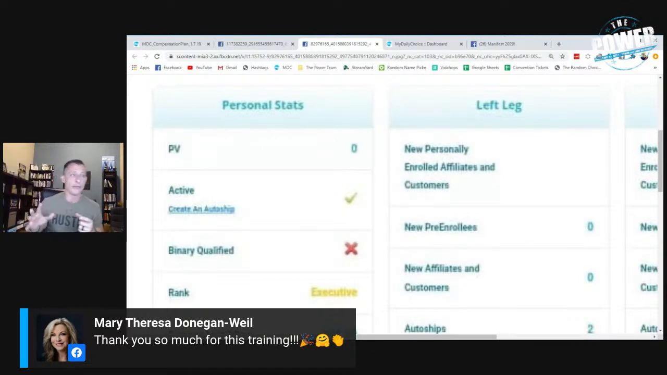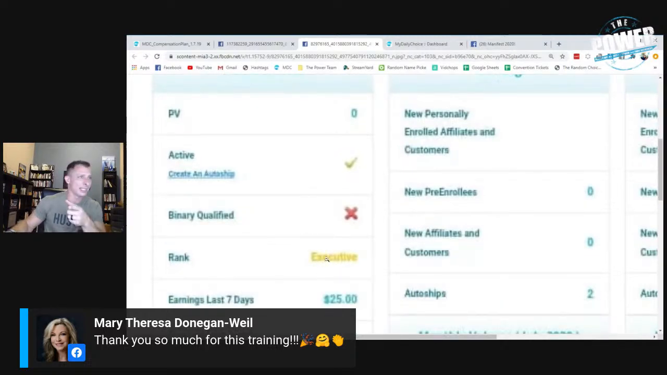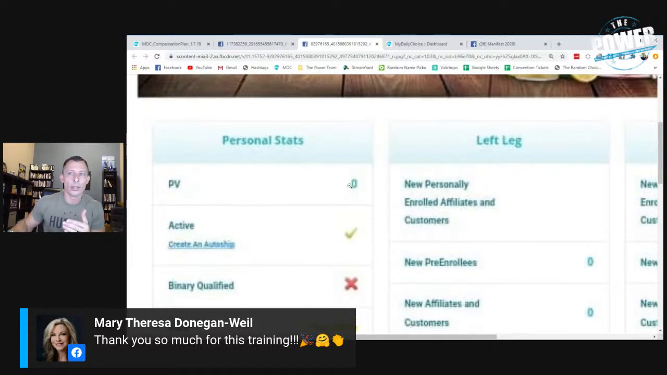So right here where it says PV, number one, look, this person is an executive. You guys see this? It says executive. That means they already did their executive order. So they're already executive, but they didn't order yet this month. They need to order what? 90, or preferably 100 for the director pack, but at least 90. And that's going to keep them executive, so they maximize their binary commissions.